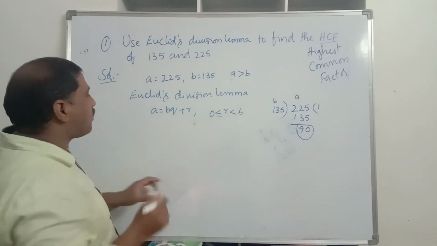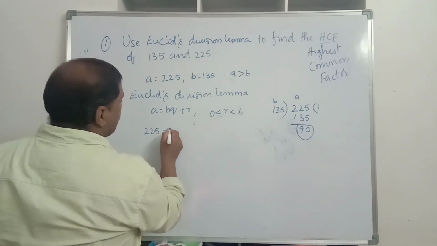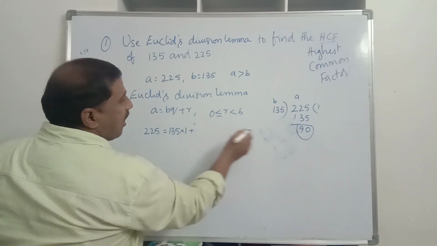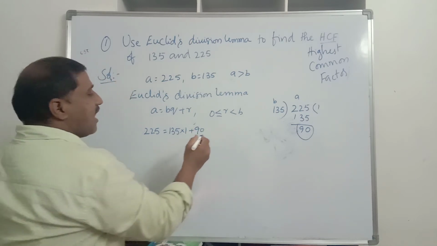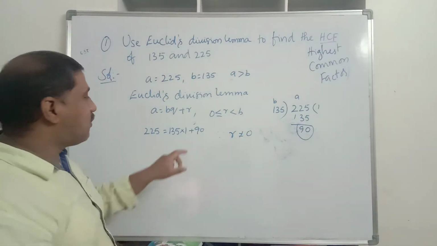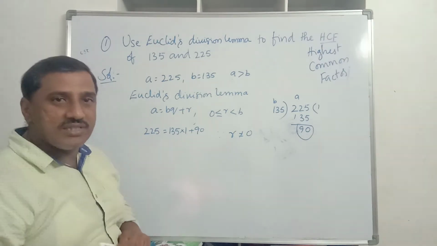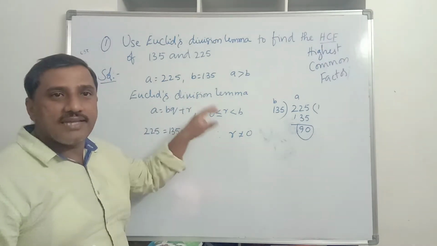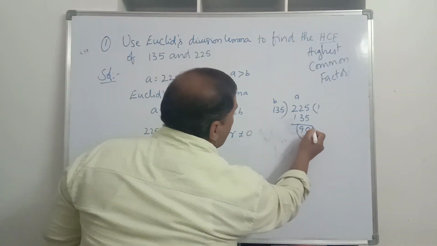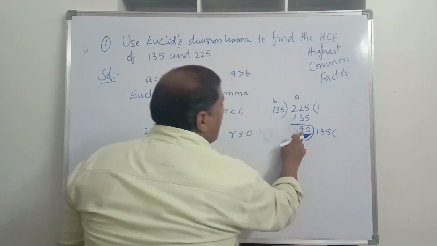Now here a is equal to 225, right? In that step, 225 is equal to b, 135, into q, which is 1, plus r, which is 90. Since r is not equal to 0, r is the remainder. How much remainder did we get? It is 90 and it is not equal to 0. Next we should continue the same step by taking b, 135, as the dividend and the remainder as the divisor.